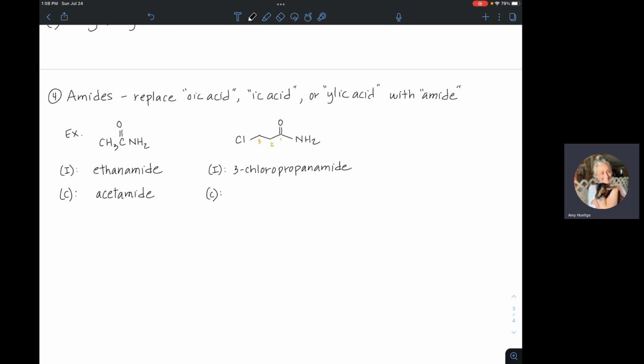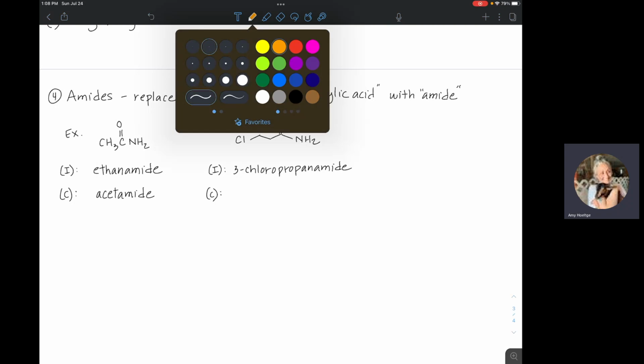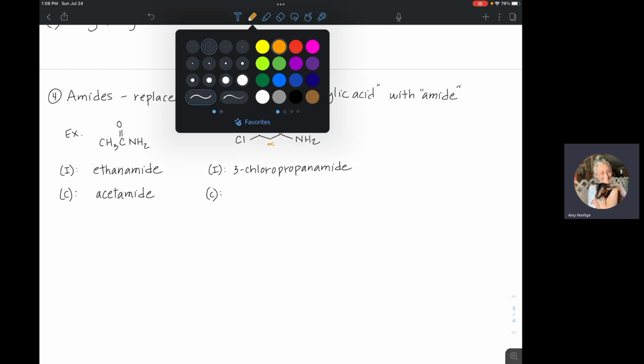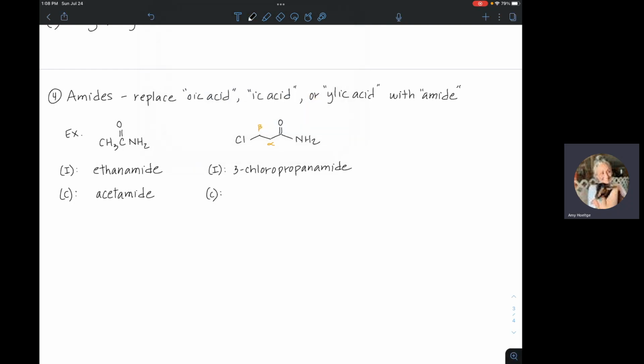If we're going to use common nomenclature, we get rid of the numbers and we use the little Greek letters. This is your alpha carbon. This is your beta carbon. So we have a beta chloro. That would have been propionic acid. So we're going to call this propionamide or propionamide.